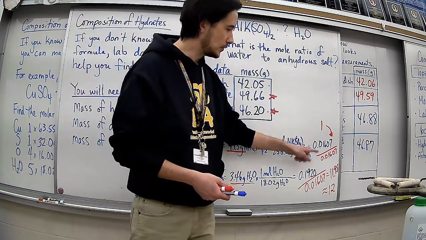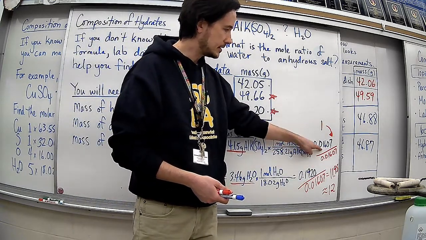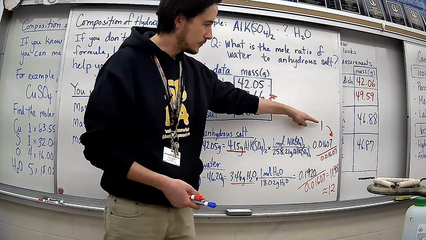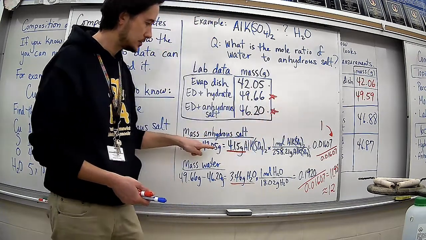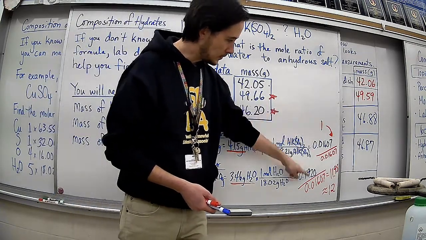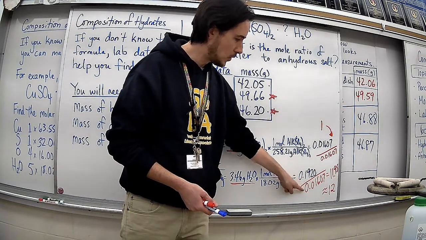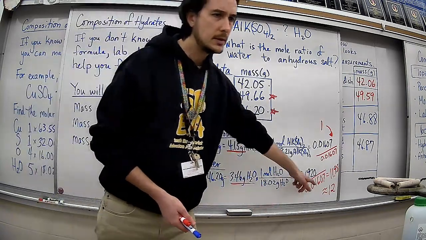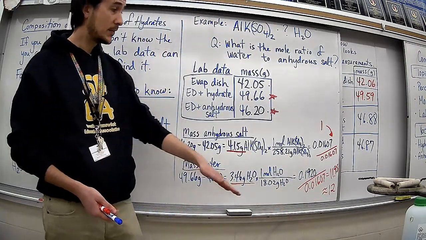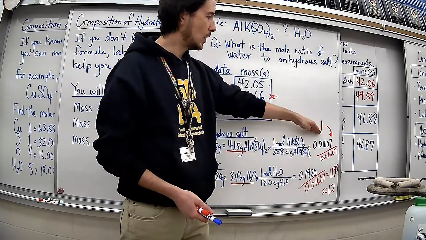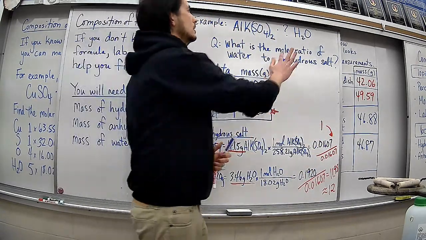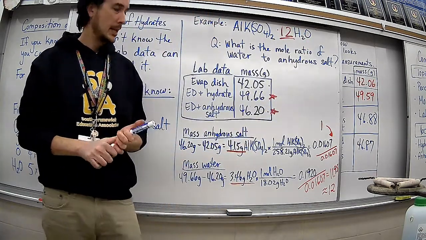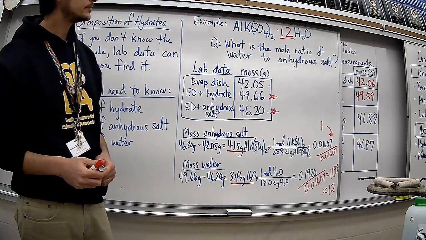So we divide both of these numbers by 0.01607 because that's the lower number. That means for every 1 mole of anhydrous salt, when we divide the number of moles of water by it, we get 11.95, which is very close to 12. So very close to 12. That means there are 12 moles of water for every 1 mole of anhydrous salt. Therefore, that number right there is no longer a question. The number is 12, and it comes from that calculation.